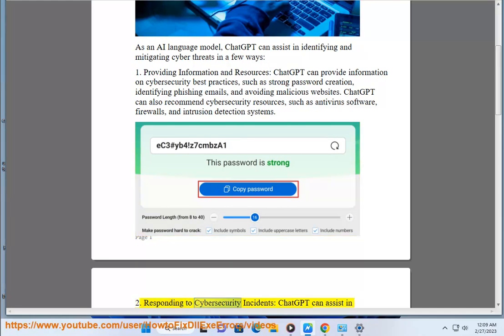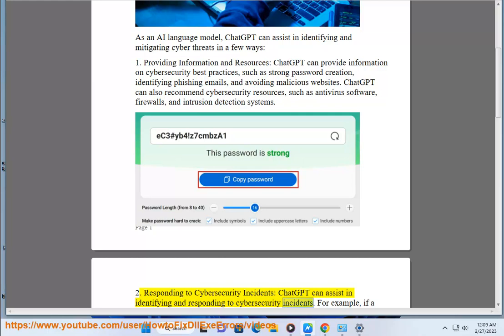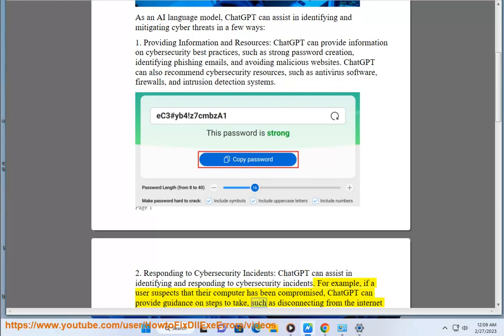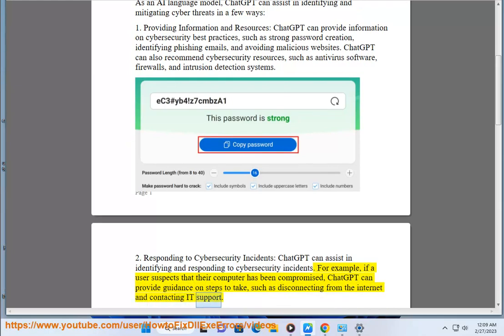2. Responding to cybersecurity incidents. ChatGPT can assist in identifying and responding to cybersecurity incidents. For example, if a user suspects that their computer has been compromised, ChatGPT can provide guidance on steps to take, such as disconnecting from the internet and contacting IT support.